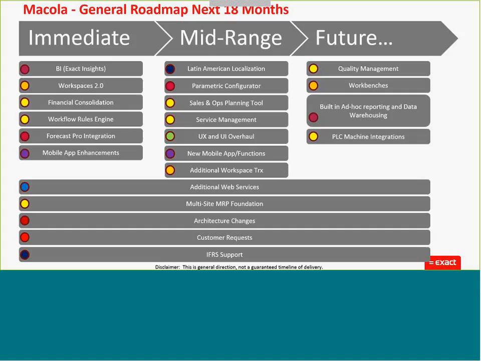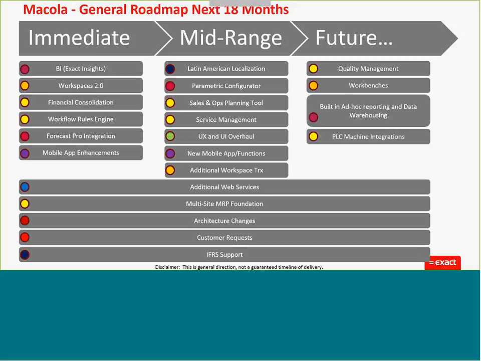And I won't necessarily belabor this slide, but these pieces are on the immediate to midterm roadmap. Immediate are all the things that were just released in 10.4. And as you can see on the bottom there, there are ongoing projects that span multiple releases, like the web services, multi-site MRP, customer requests. All of that is always ongoing.